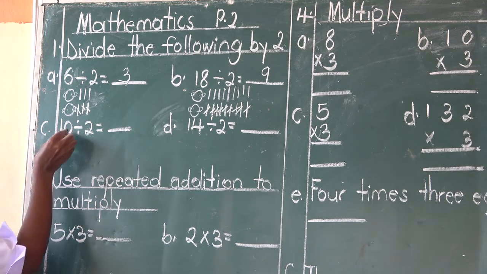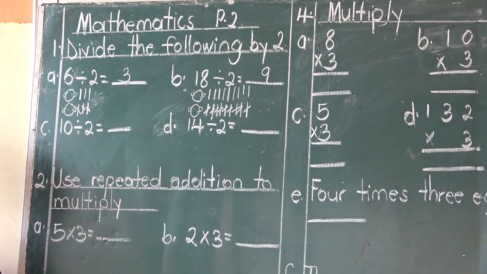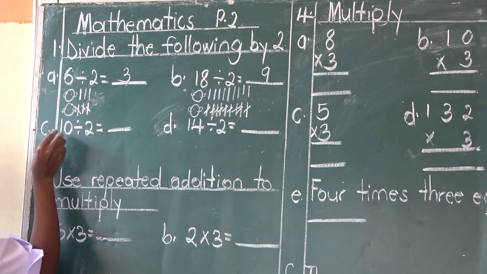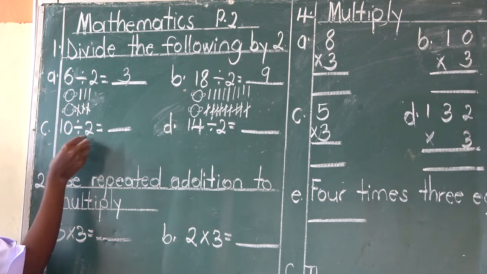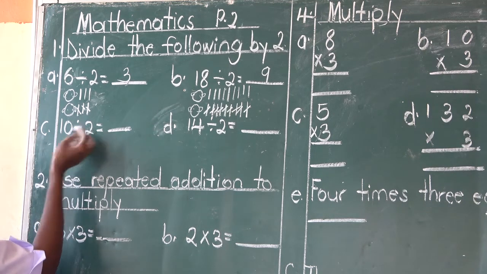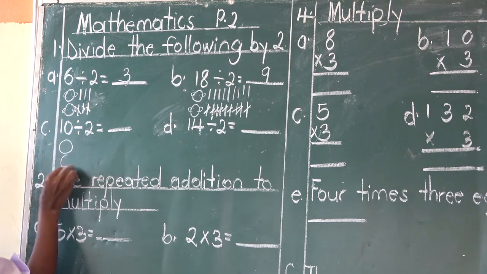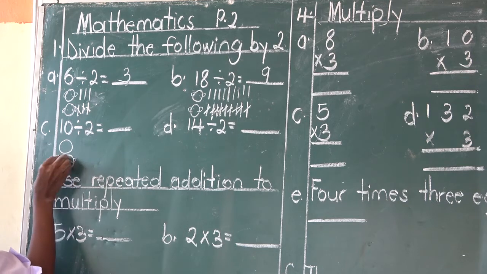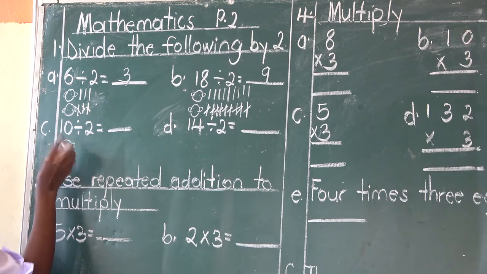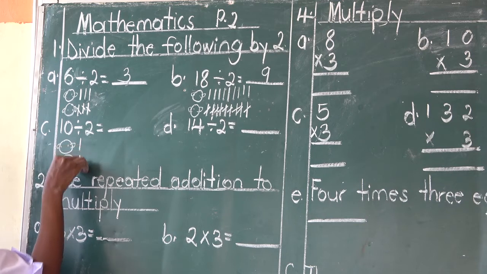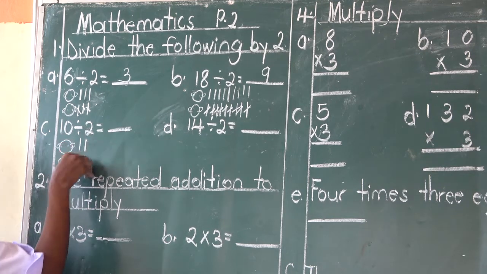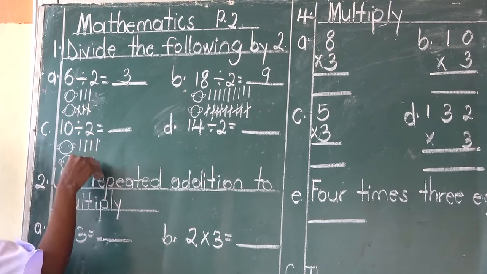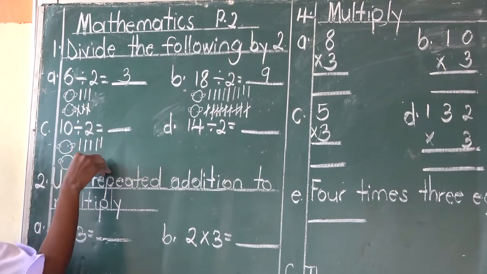Then here we have 10 divided by 2. Meaning that the first number is for the sweets, the next one is for the heads. Now how many heads are we drawing? 2. 1, 2. Now we are sharing the 10 sweets. 1, 2, 3, 4, 5, 6, 7, 8, 9, 10.